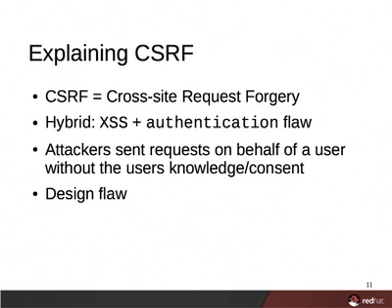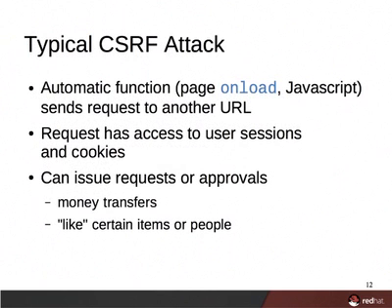It's easiest to explain a cross-site request forgery flaw as a design flaw that is a hybrid of cross-site scripting and authorization flaws, whereby an attacker can use the user's web browser to send a request on the user's behalf. These requests are not spoofed, they're legitimate requests from the browser, but are made without the user's consent or knowledge. A typical CSRF attack occurs when an attacker gets a user to navigate to a malicious website.